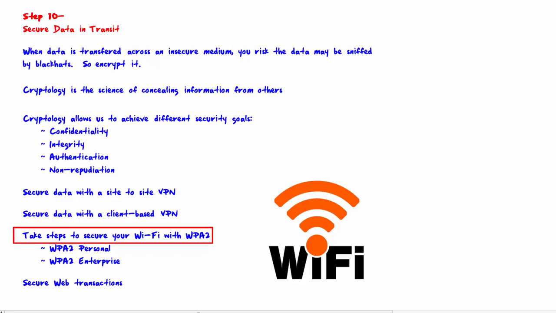WPA2 comes in two flavors. Personal, which uses a pre-shared key, all users having the same pre-shared key. Enterprise, which uses a RADIUS server, each user has a unique key. So what we find is that personal is easier to set up. Enterprise is more difficult to set up, but more secure, at least more secure for enterprise environments.